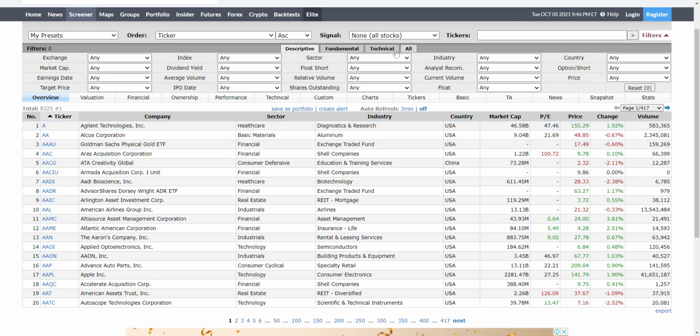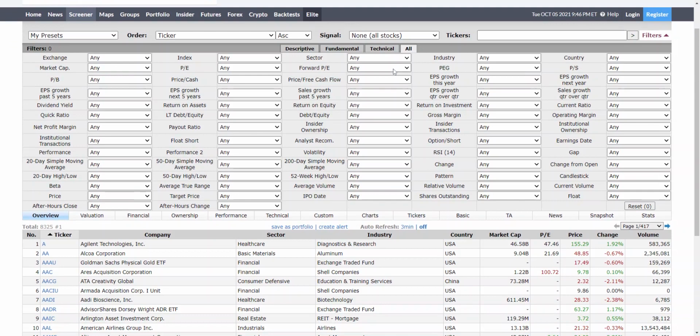Right here, as you can see, we have three windows: descriptive, fundamental, and technical. I will not go through them. I will just click on All, so it is more nicely structured, and you will not need to pause the video and research it for yourself. I will be giving you everything in one video, explaining it, and the video will not be that long at all.